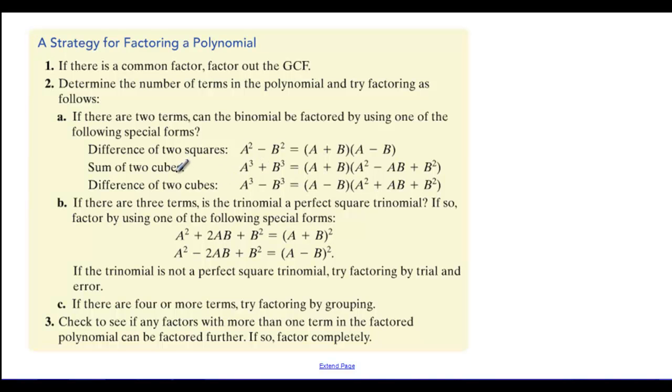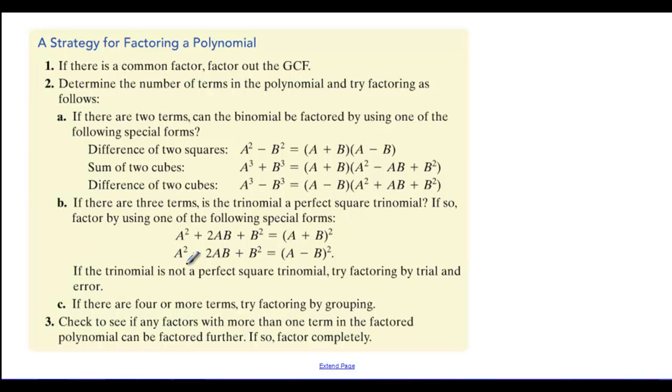If it's the sum of cubes or the difference of 2 cubes, we're going to use the formats we just looked at. And then some of the other formats that are a little bit more difficult to recognize whenever you're trying to factor would be if you had a perfect square trinomial. So the a squared plus 2ab plus b squared form would factor into a plus b squared. Or the a squared minus 2ab plus b squared would factor into a minus b squared.